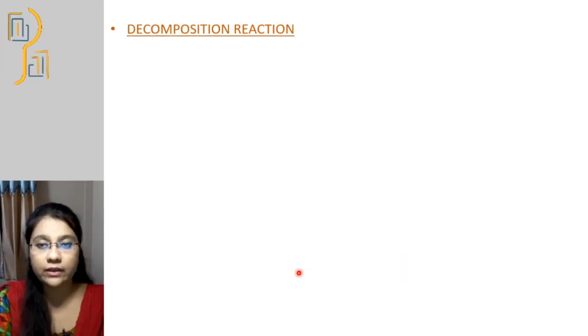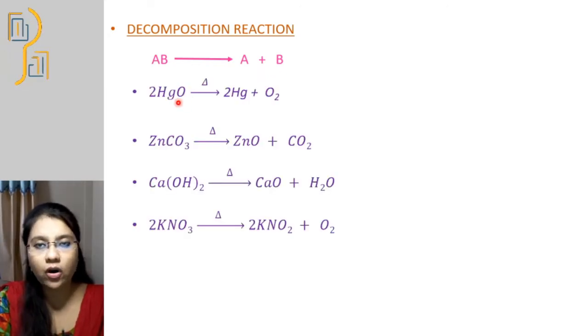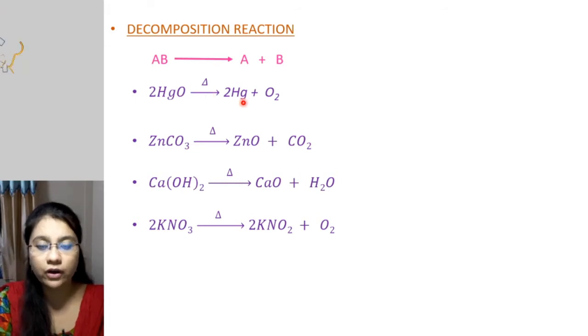The second type is decomposition reaction, which is represented by AB decomposes to give A plus B. Let's take some examples. When mercuric oxide is heated, it forms mercury plus oxygen. When zinc carbonate is heated, it forms zinc oxide and carbon dioxide. Whereas when calcium hydroxide is heated, it forms calcium oxide and water. And potassium nitrate, when heated, forms potassium nitrite and oxygen.